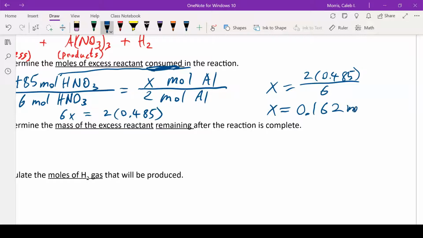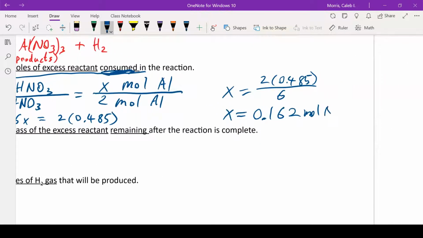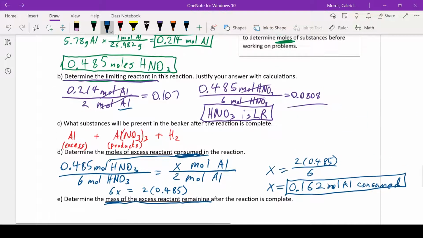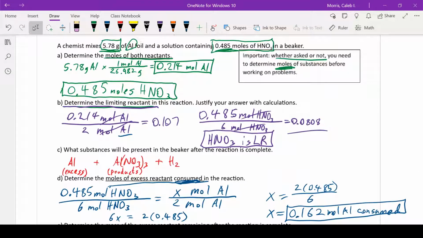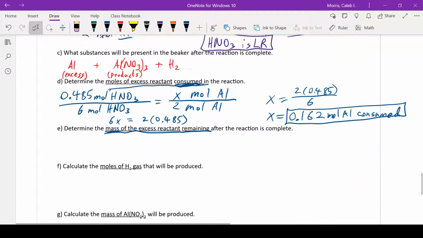And that's moles of our excess reactant that was consumed, moles of aluminum consumed, or in other words, used. Okay, so that's what I used. This says we want to find the mass of the excess reactant remaining. Now there's a couple ways you can do this, but I know the moles of aluminum that were available. If we look back at our problem up at the top, the moles of aluminum available was 0.214. I know moles available. So I'm going to start with that. Available minus used. And that's going to tell me what's left over.